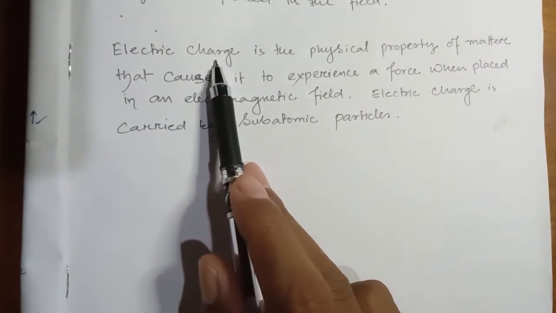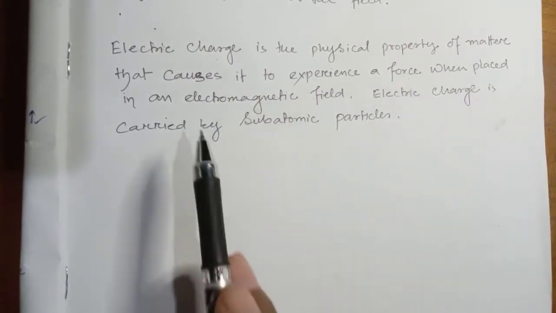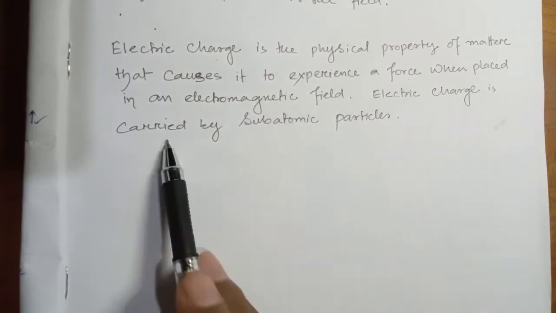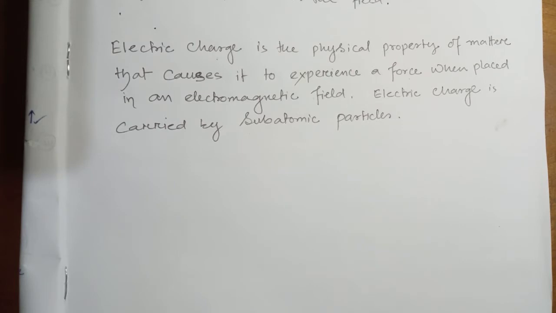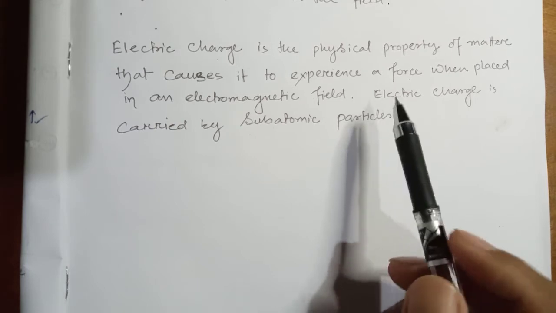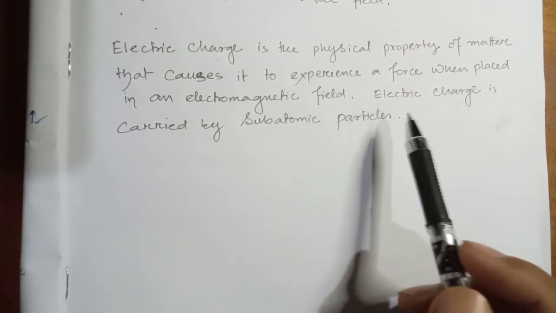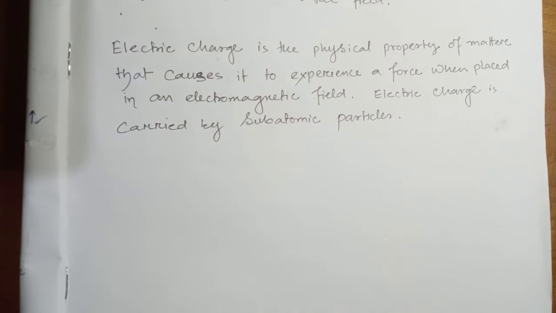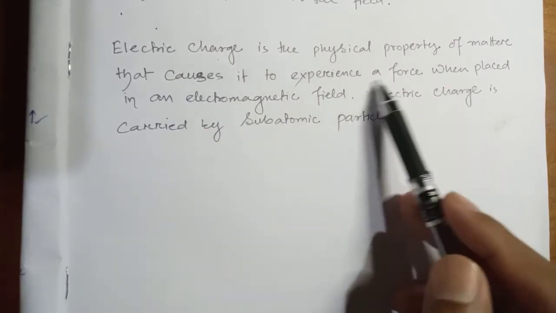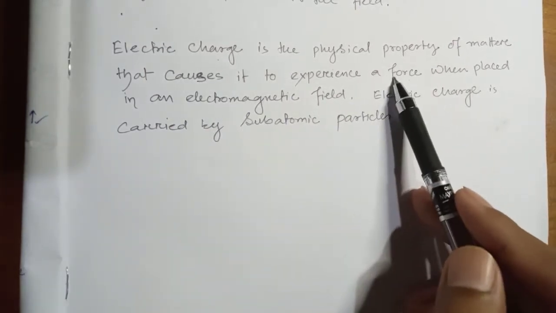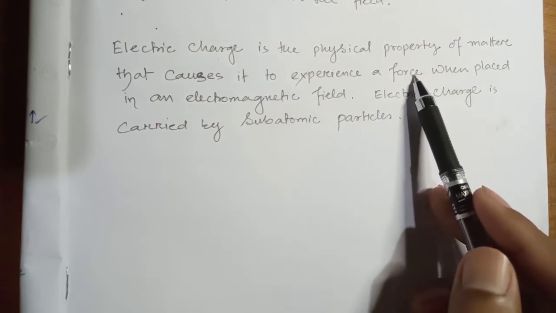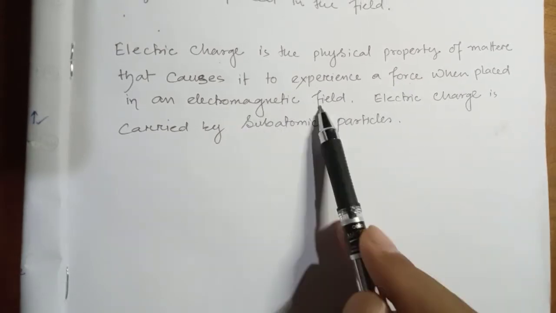Electric charge is the physical property of matter that causes it to experience a force when placed in an electromagnetic field, and electric charge is carried by subatomic particles. Subatomic particles means the electrons and protons. These protons and electrons carry one new property, which is termed electric charge, and they experience a force. What is the force? It can be either an attractive force or a repulsive force when they are brought closer to each other, or when you place them in an electromagnetic field.